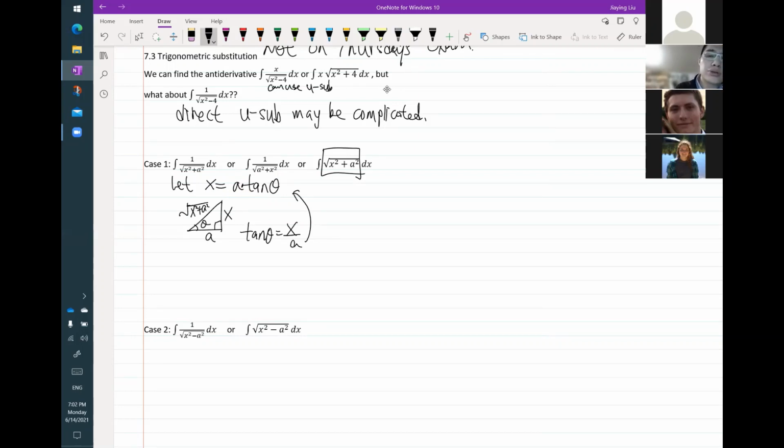So that's what we're going to use. And then specifically, we're going to let x equals a tangent theta, and then specifically for theta, I'm going to look in the book because I don't have it memorized. I don't blame you if you don't remember all of those, but at least you should know how to use them. Theta is from negative pi over 2 to positive pi over 2.